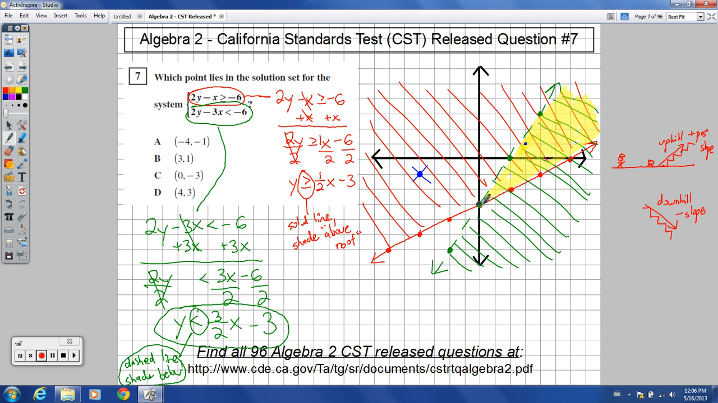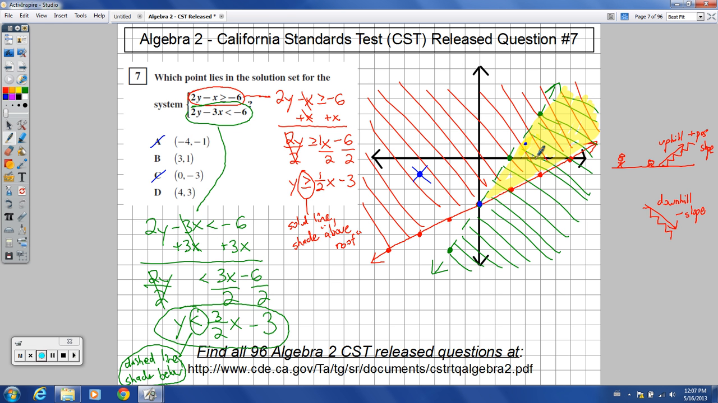0, -3, that's this point right here. That's the y-intercept. So yes, that works for the red line, but remember, it doesn't work for the green line because it's dashed. So it can't be right on the line. To be a solution to this system, to be a point that lies in the solution set for the system, it has to work for both lines. So that one's not going to work. This one didn't work. This one we thought did, but let's check the other ones just to make sure.